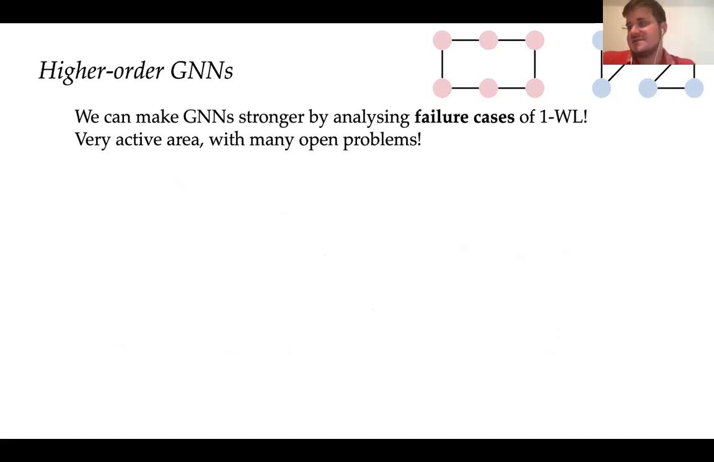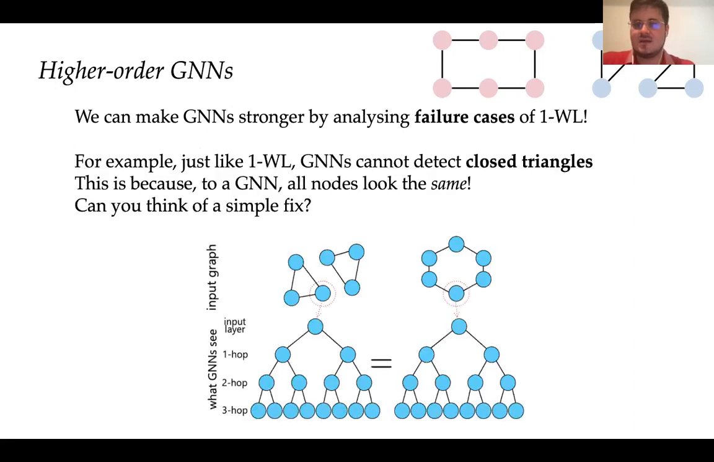Now, of course, this isn't the whole story, because just because I said that graph neural networks can never achieve a bigger power than this test doesn't mean we cannot analyze the failure cases of the test to make graph neural networks stronger. And this area, which sometimes is called higher order GNNs, is a super active area with many interesting open problems. And we can start thinking about them just by looking at the case that I showed you before. So the case of the 6 cycle versus 2 triangles.